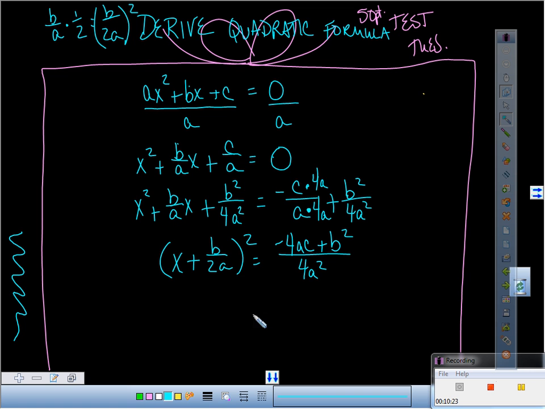Okay, now what do I do? Yeah, square root both sides. Perfect. All right, on the left, what happens to that radical and that square?